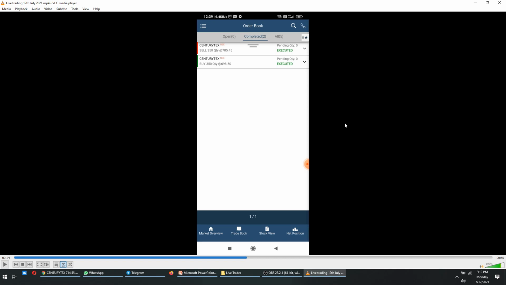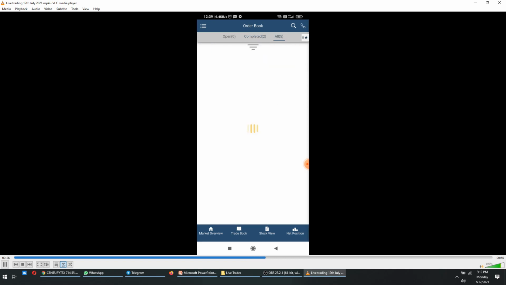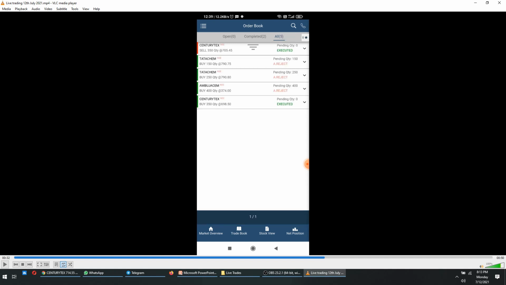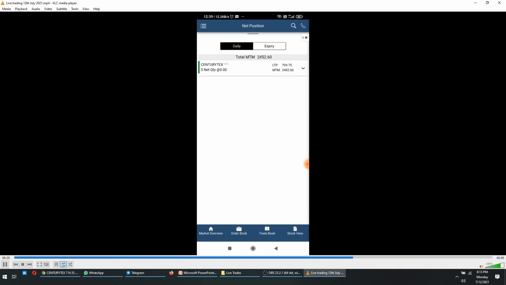Now moving on to the all tab, I was actually trying to take up some other trades. Century Text was the first trade that I took up, and then I was trying to take up a buy position in Ambuja Cement, and then another buy position in Tata Chemicals. But unfortunately, because the capital was not sufficient, all of those attempts were rejected. That is the reason why you see the number 5 there under the all tab. Let me play the video and we will move on next to net position.